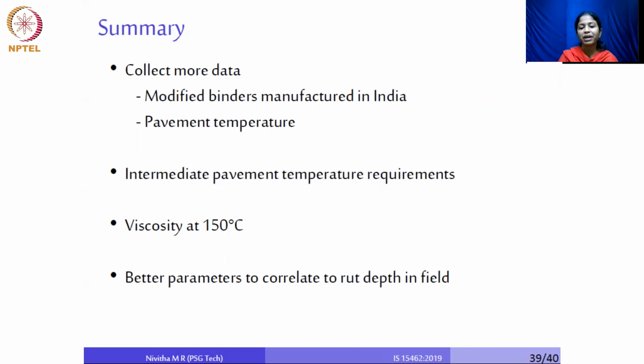And then better parameters have to be identified to correlate the rutting susceptibility of the binders and of the mixtures to what is experienced in the field.